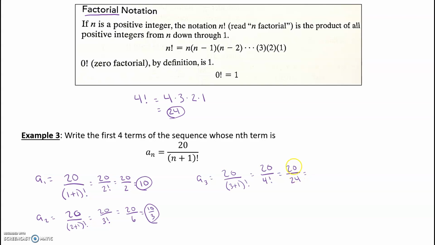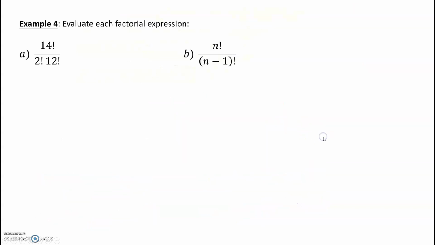These are both divisible by 4. So we get 5 over 6. And last but not least, 20 over (4 plus 1) factorial. So we have 20 over 5 factorial. And again, 5 factorial is 5 times 4 times 3 times 2 times 1, which gets you 120. These are both divisible by 20. We get 1 over 6.